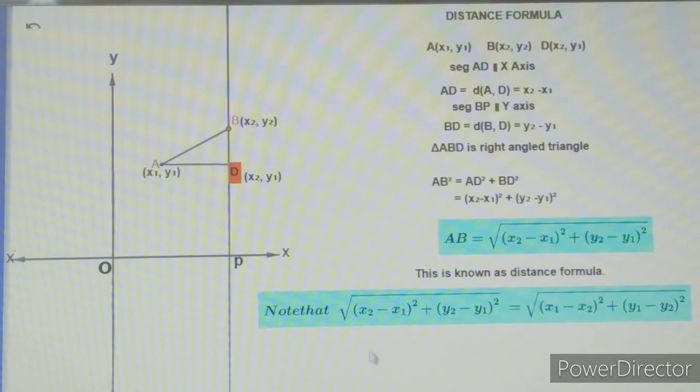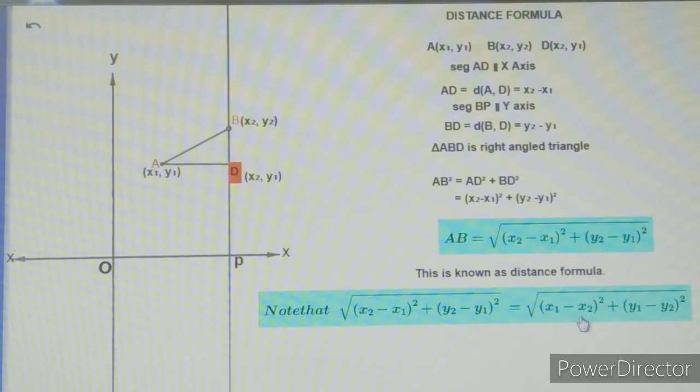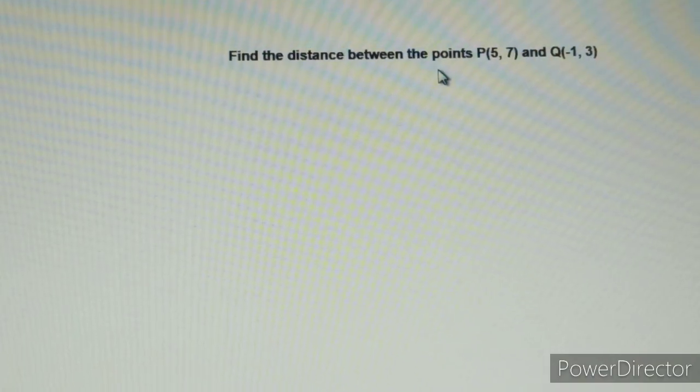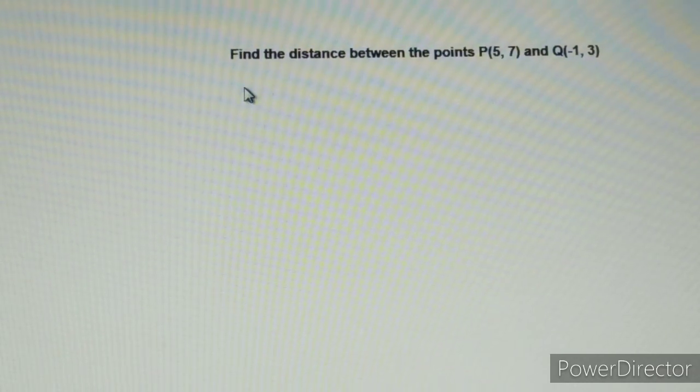See, we use square root of x2 minus x1 whole square plus y2 minus y1 whole square. But you can also use this formula, square root of x1 minus x2 whole square plus y1 minus y2 whole square. This is also the distance. Let us take an example based on it.